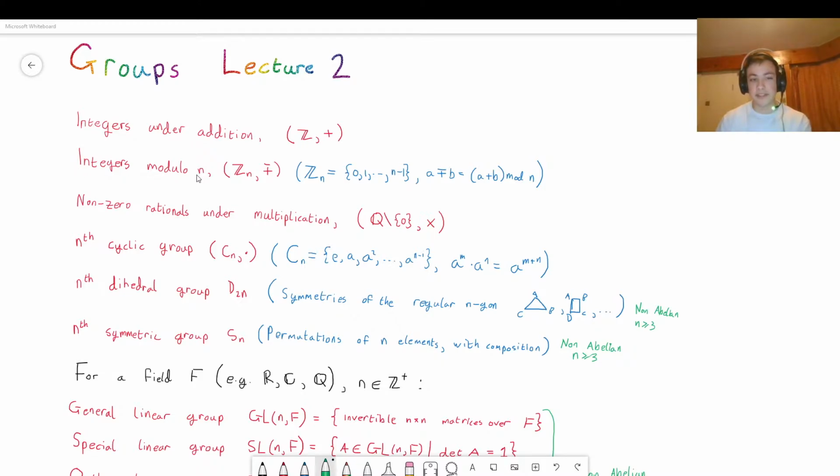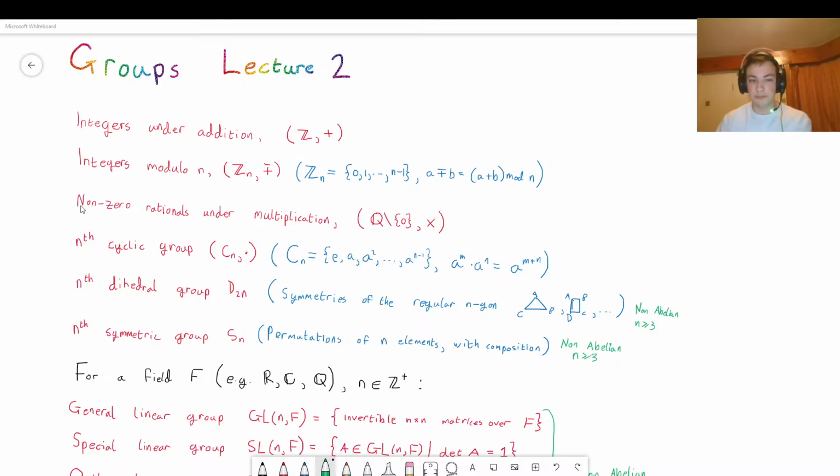Then we have the integers modulo n, where n is any positive integer. We indicate the operation as plus bar to indicate that we're taking the modulo at the end. And this is indeed a group. Feel free to check.